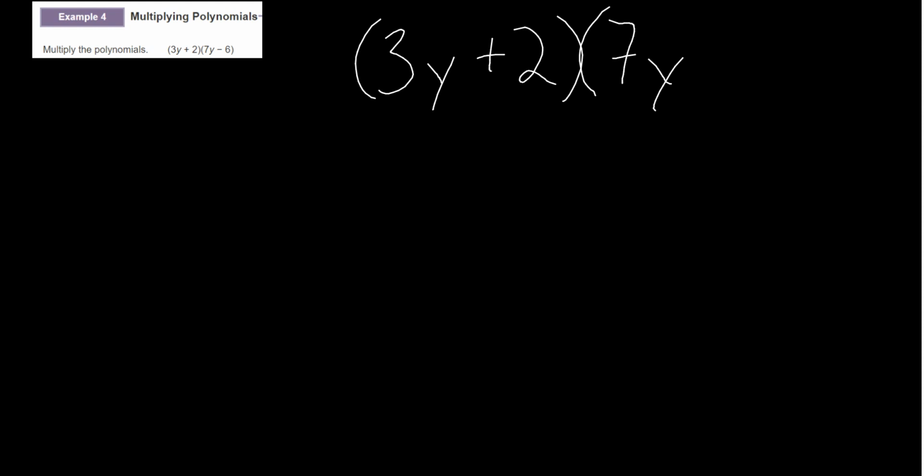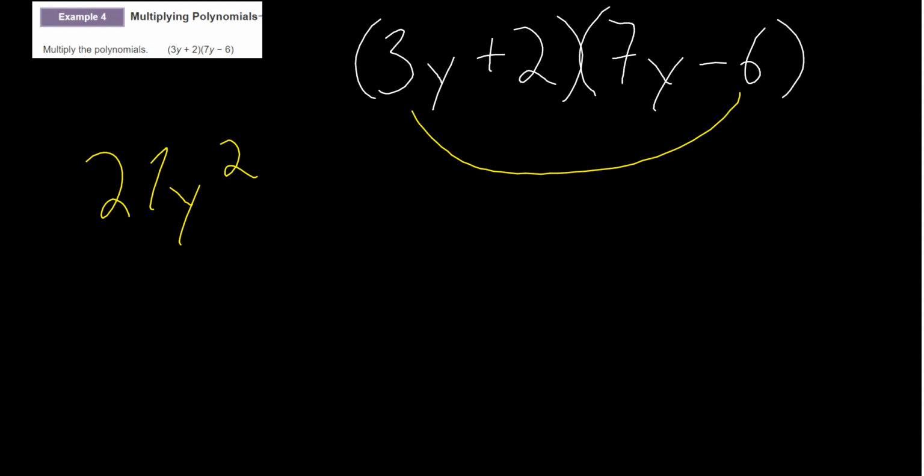Okay, so I'm going to rewrite this and make it a little bit larger. 3y plus 2. Just going to make it a little bit larger so I can really drive home the point of my FOIL form and putting arrows everywhere. Okay. So the first thing I'm going to do is my first terms, right? 3y and 7y. Well, 3y times 7y is 21y squared. Next up is going to be my outers, so it's going to be these two. So 3y times negative 6 is going to be negative 18y.